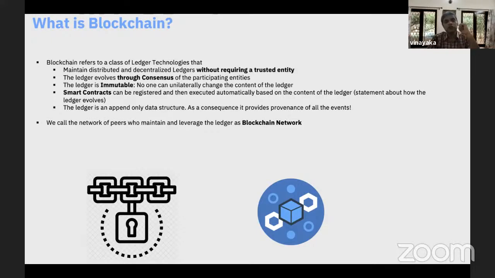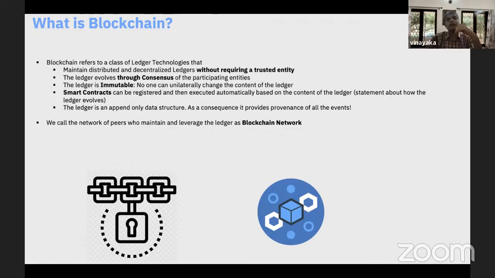And finally, the most important thing is that there is a notion of smart contracts, which is you can pre-register smart contracts saying that whenever the ledger is in a particular state, you can think of this entire thing as a state machine. And when the ledger is in a particular state, automatically execute a particular action.